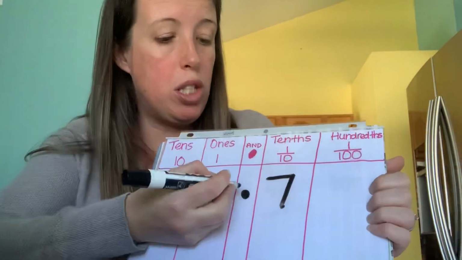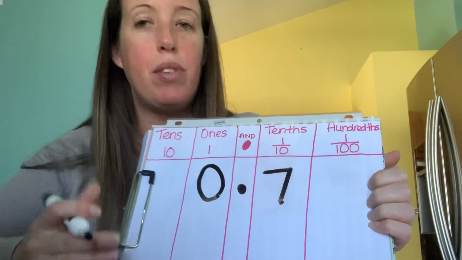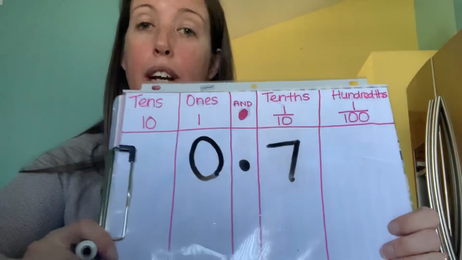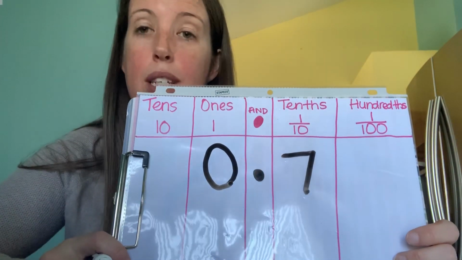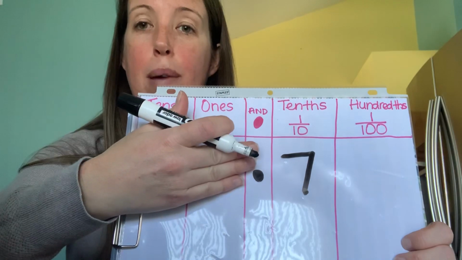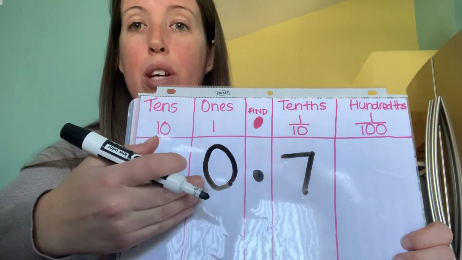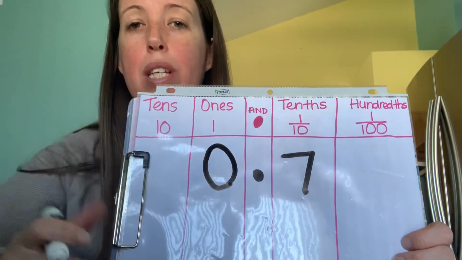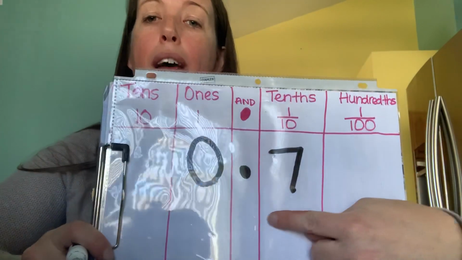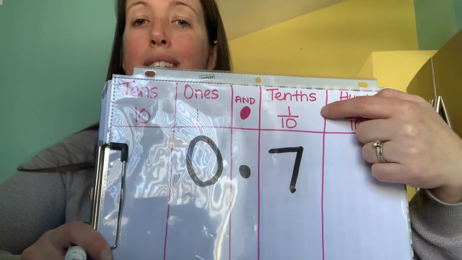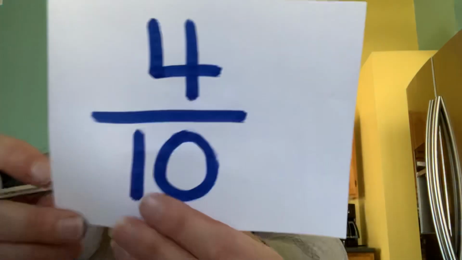Now, you can also put a 0 here. That's very, very common. It's equivalent if I just have this number, but a lot of times you'll also see that 0 in the ones place, which is fine. So it's still read as 7. Where does it end? Tenths. All right, on your place value mat, try this one.